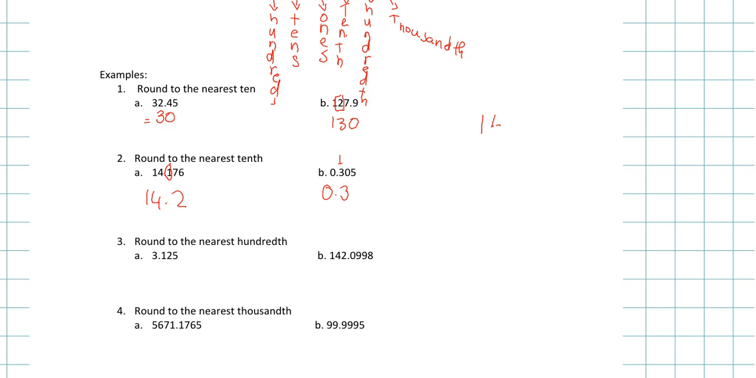To round to the nearest hundredth, I'm looking at 3.125. Which digit is my hundredth? 2. What comes after the 2? So what do I have to do with the 2? Round it up to 3, because if it's 5 or greater, I have to round it up.